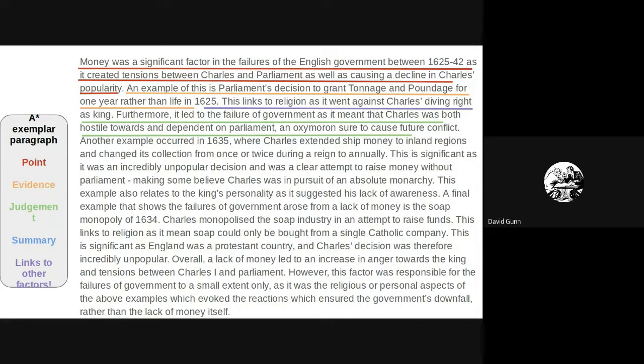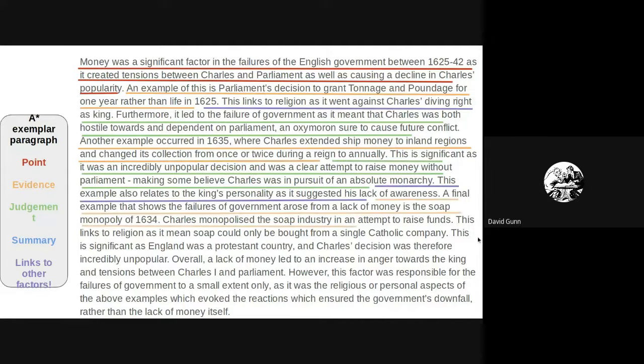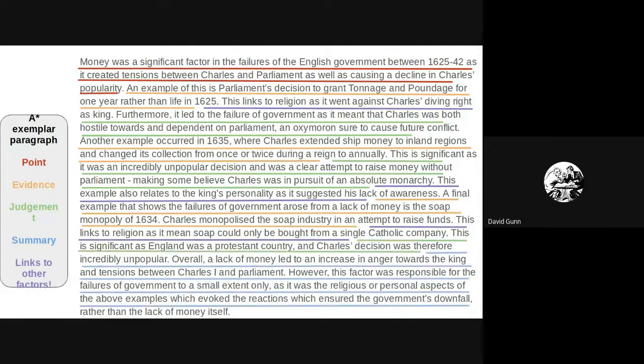So this is the summary. We get into the prioritization now, I should say. However, this factor was responsible for the failures of government to a small extent only, as it was the religious or personal aspects of the above examples which evoked the reactions which ensured the government's downfall rather than the lack of money itself. So really, really clear paragraph. You can see just following that structure: point, evidence, judgment. It's got summaries there as well. Evidence, judgment, summary. Okay, and the summary is really clearly weighing up how important money is.